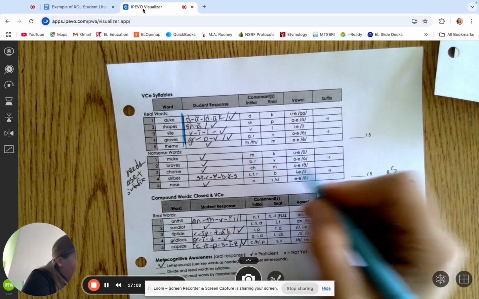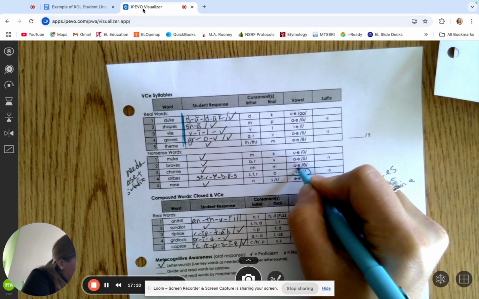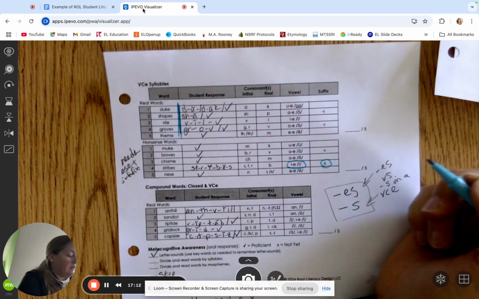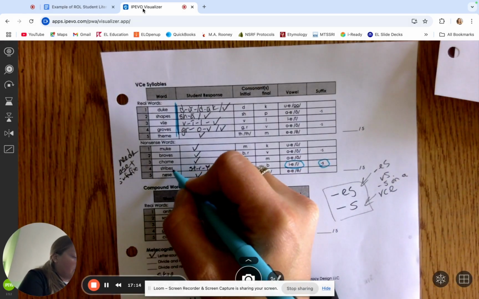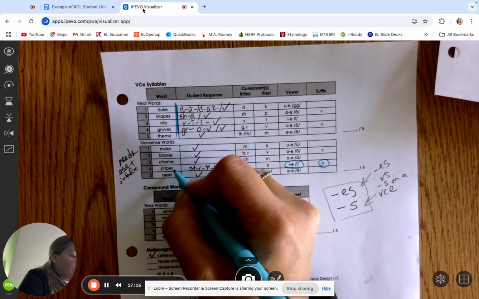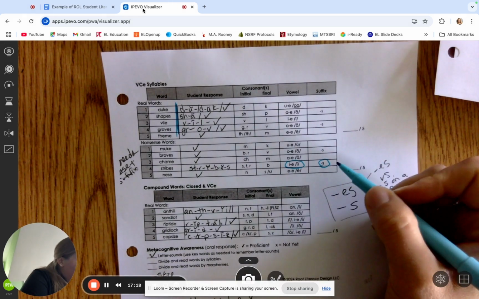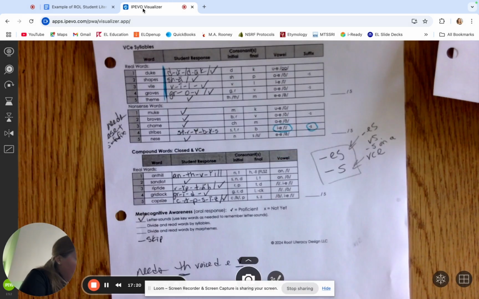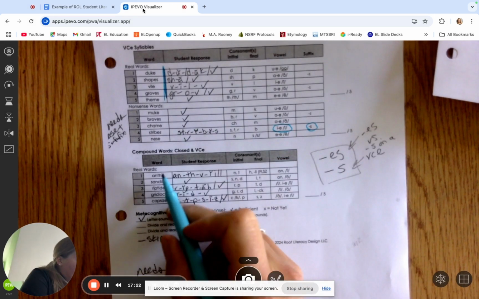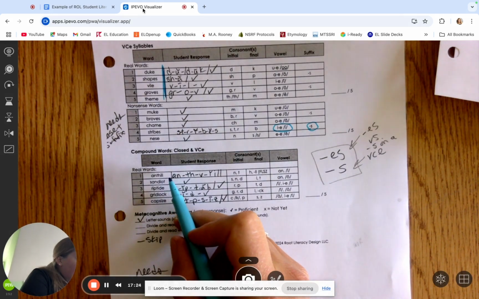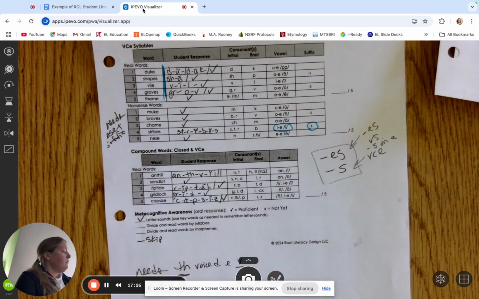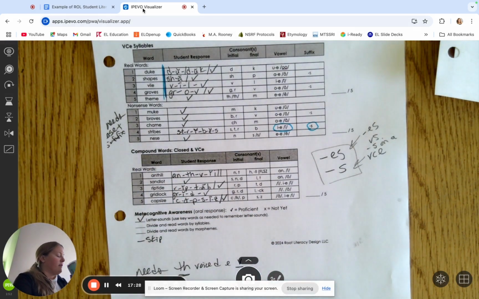Stribes. Okay, so that is the vowel consonant E with a suffix. The student needs to learn to do stribes, stribe, and then the suffix. Now I want to see what the student does with larger words. So we're looking at closed and vowel consonant E for compound words.